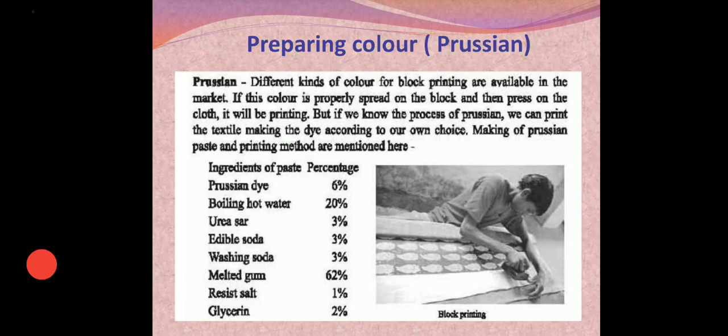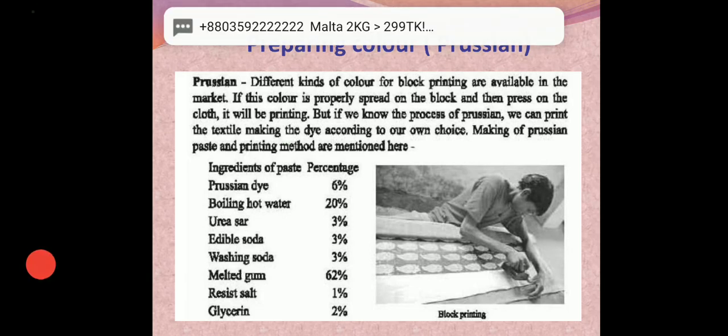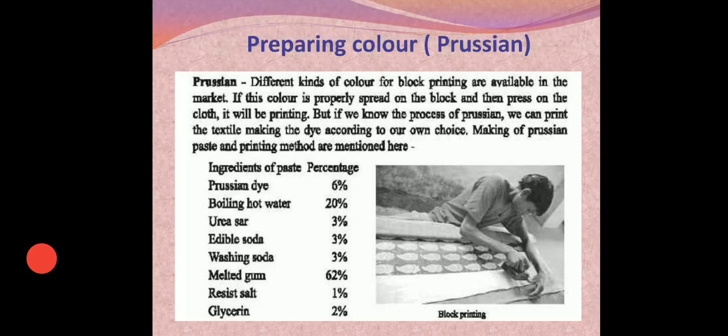Ingredients of paste, percentage: Prussian dye 6%, boiling hot water 20%, urea 3%, edible soda 3%, washing soda 3%, melted gum 62%, resin salt 1%, and glycerin 2%.